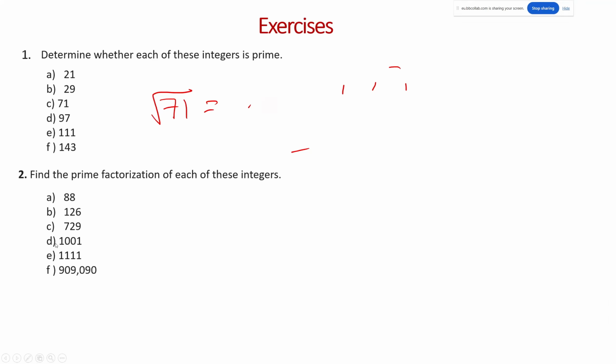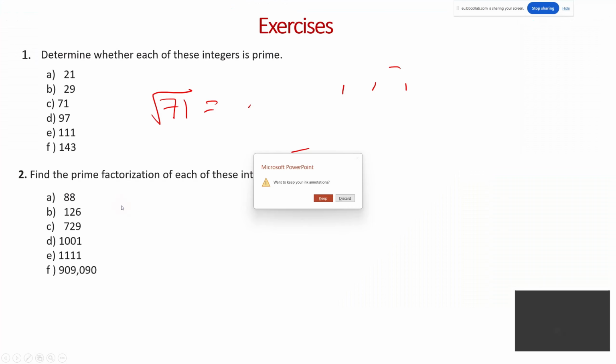And now find the prime factorization of each of these integers. So we can maybe pick one number. We did some of these, and we might take this. Let's start with this 126.